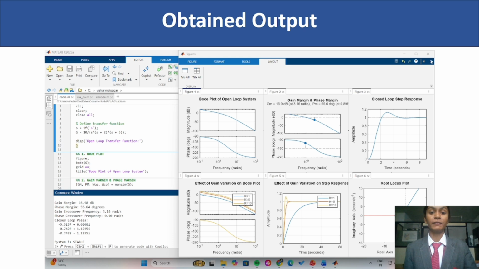Studying parameter variation, the system gain is increased. As gain increases, the system becomes faster. Rise time decreases. Overshoot increases. Stability margins decrease. This shows that increasing gain improves performance but reduces stability. Therefore, proper gain selection is very important in control system design.